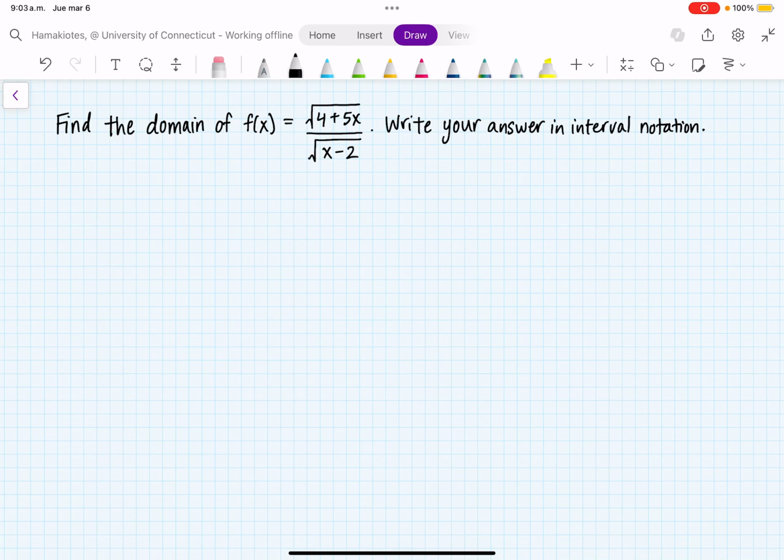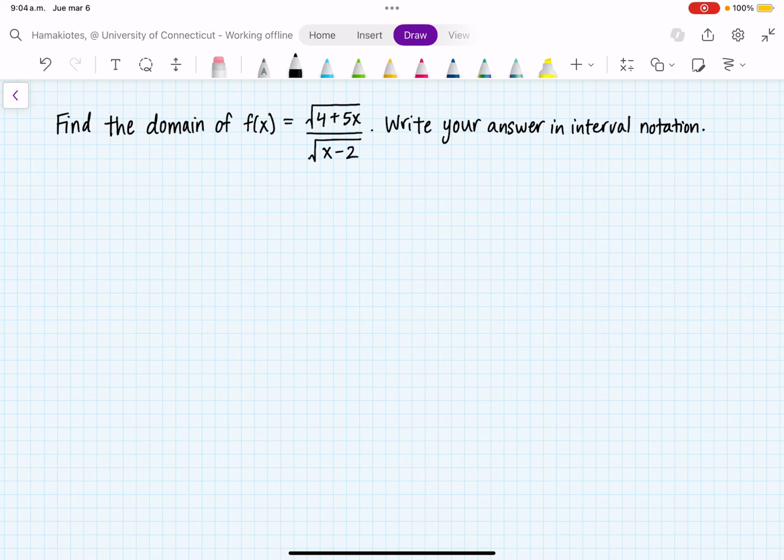In this video, we are going to find the domain of f of x equals the square root of 4 plus 5x all over the square root of x minus 2. And we're going to write our answer in interval notation. So how do we go about finding the domain of this function?